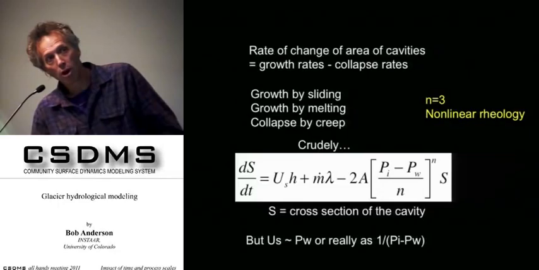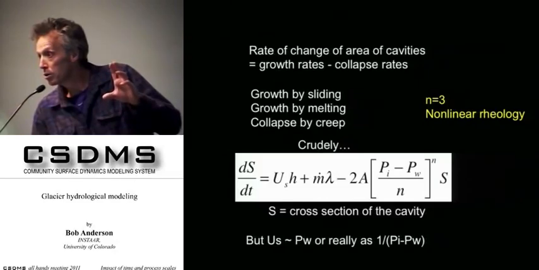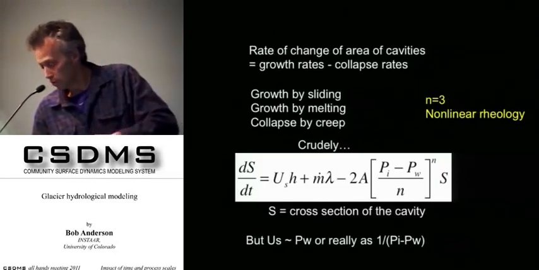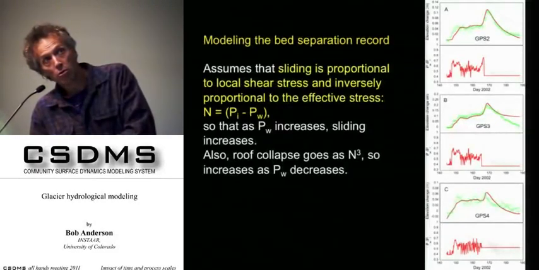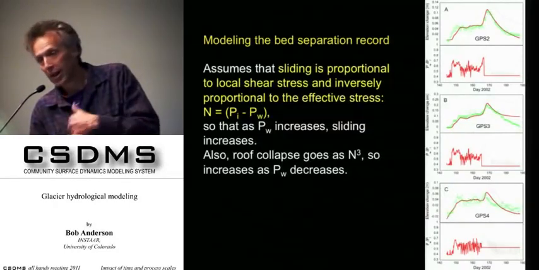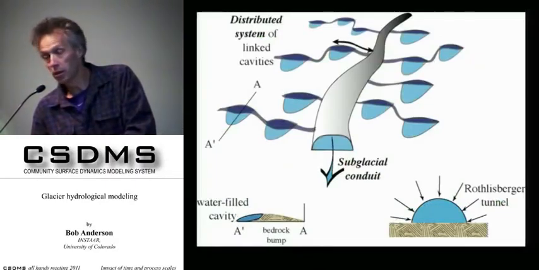And you can see that if I drop the water pressure significantly, then the collapse rate is going to be dictated by the ice pressure, so rho g h, the thickness of the ice, cubed. So if you double the thickness of the ice, the collapse rate ought to go up eightfold. Right? And we can actually use that to model the data, and we can do quite well modeling the vertical uplift and decay of that uplift with both sourcing of a cavity by sliding and subsequent collapse after water pressure is taken out.